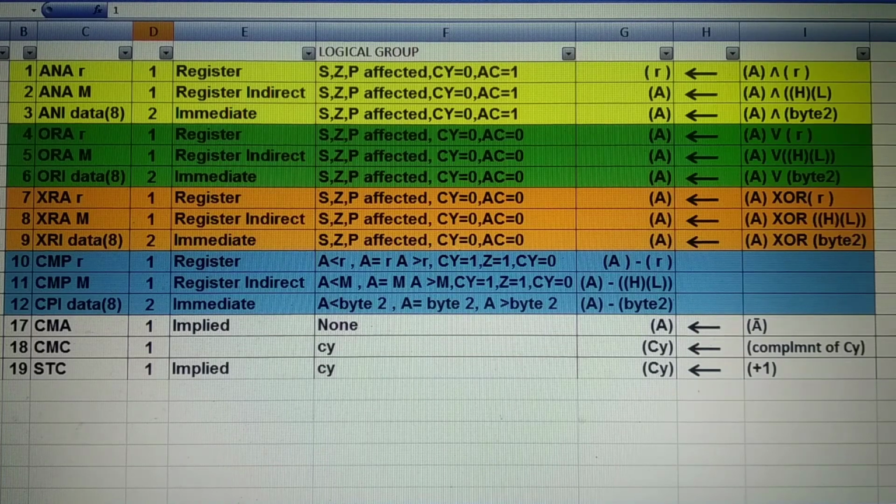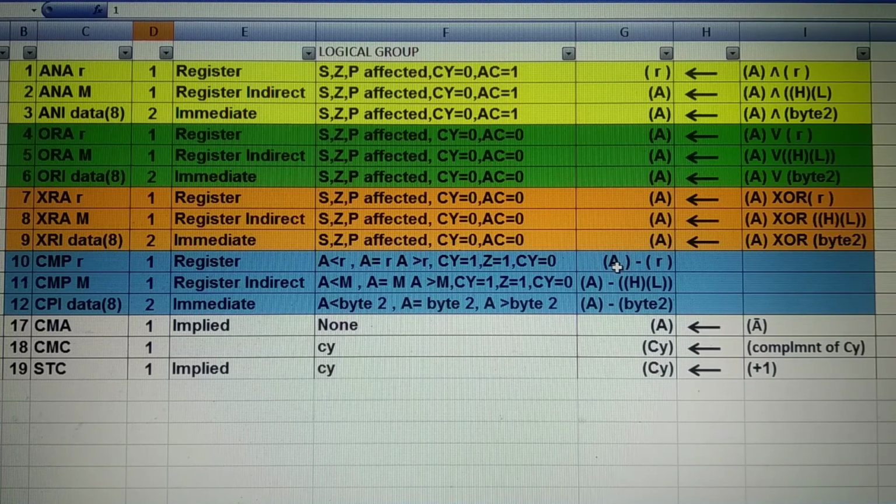For AND operation you are having 3 instructions. For OR operations you are having 3 instructions. For exclusive OR operations you are having 3 instructions. Compare you are having 3 instructions. In compare you have to remember one thing.